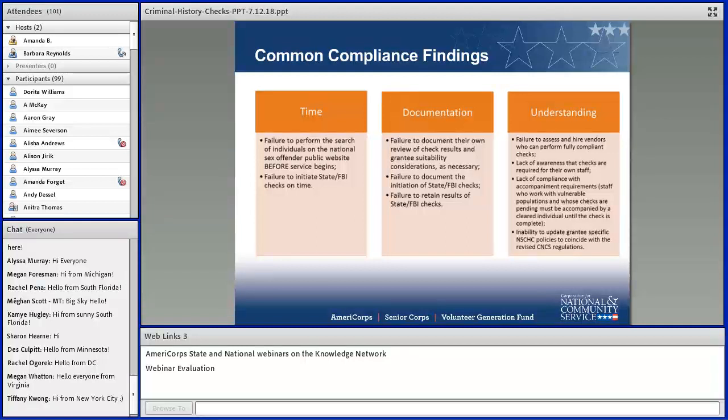And then accompaniment. Accompaniment is a beast. There are so many documentation requirements, and if you miss one piece of documentation with accompaniment, you are now non-compliant. So accompaniment can be a huge issue. And also just sometimes grantees don't update their own policies and procedures to be in line with CNCS regulations. So it sounds like everything. And unfortunately, that's kind of the case with CHC. It can be really complicated. I know we're trying to make it easier for you guys, but there's a lot of non-compliance with CHC.